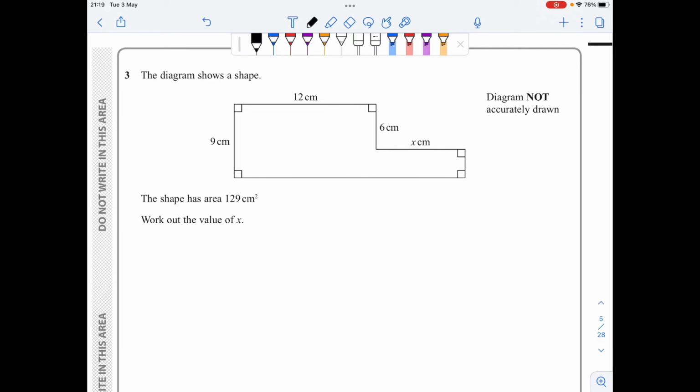For question 3, I'll split this shape into 2 rectangles. Now the red one has dimensions 12 times 9, which gives me 108 for the area. Now for the blue one, note that this height is equal to 3. It's equal to 9, which is this one, minus 6. So I've got a 3. So the area is equal to 3x.